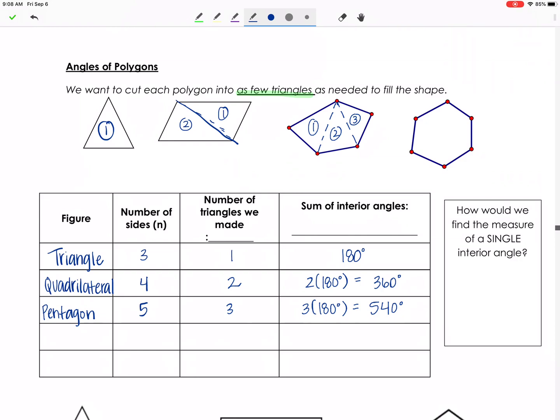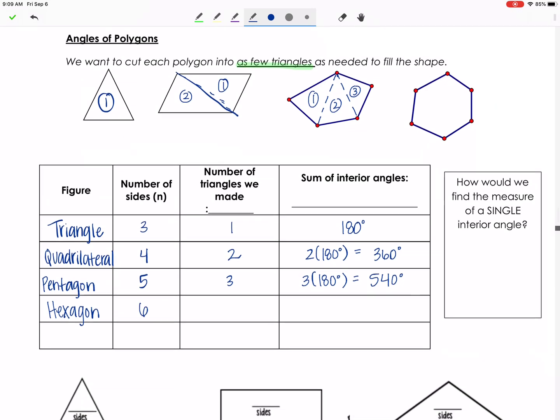So we've got a 6-sided figure, that's a hexagon. So we see 6 sides. How many triangles could we make? What would be the sum of the angles on the inside?